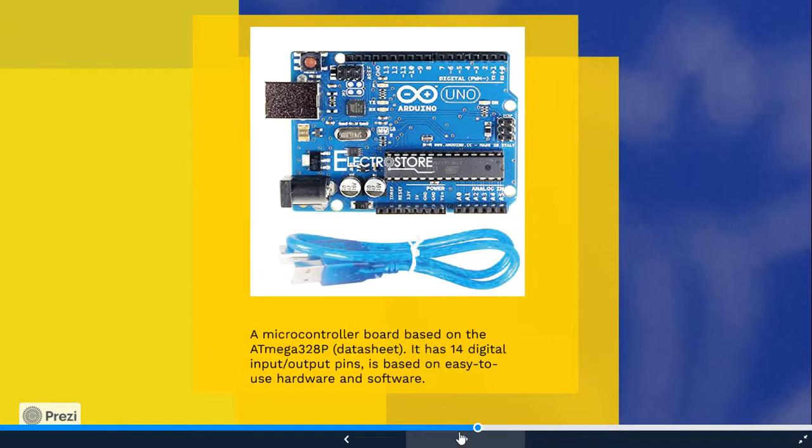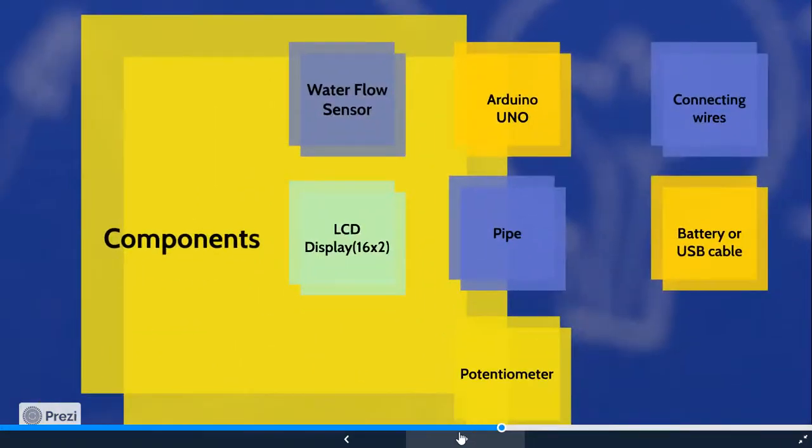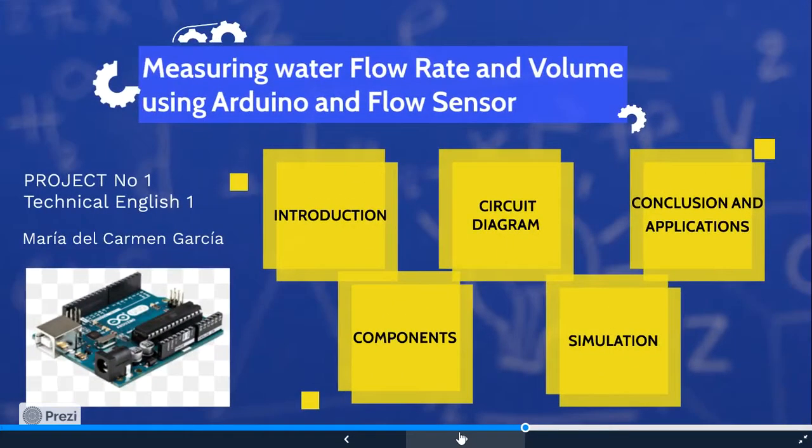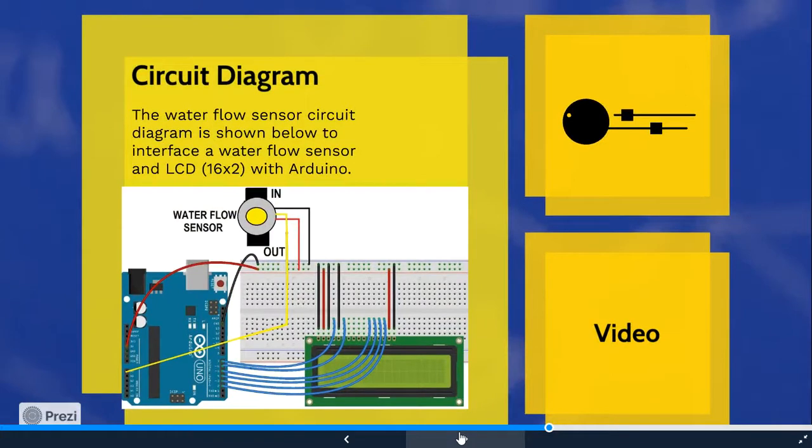It is a microcontroller board based on the ATmega. It has 14 digital input and output pins and is based on easy to use hardware and software. Those were the components. Now the circuit diagram. The water flow sensor circuit diagram is shown below to interface a water flow sensor and LCD with an Arduino.